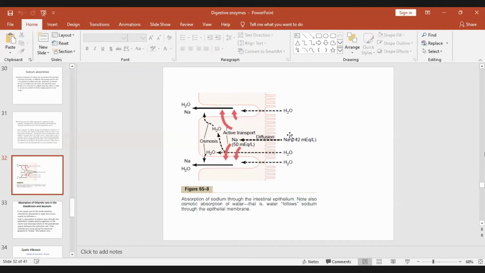Sodium is being transported across this membrane through diffusion, and the consequence is that the water molecules also follow the sodium. So we can say water follows the sodium through the epithelial membrane. Because of this electrochemical gradient, sodium is being transported. Because of that, an osmotic gradient is created, and water also flows in that direction, causing the flow of water from this side to that side.